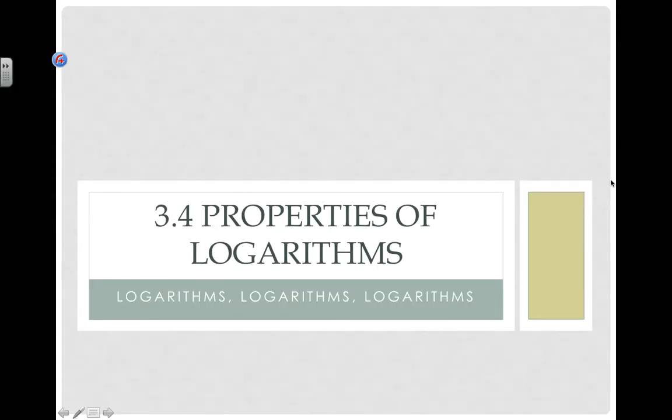All right, ladies and gentlemen, 3.4 today, looking at the properties of logarithms. These are some pretty important properties that we need to learn along the way of our study of logarithms. So let's get going and started.